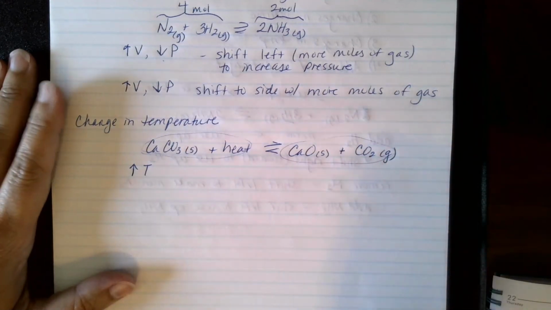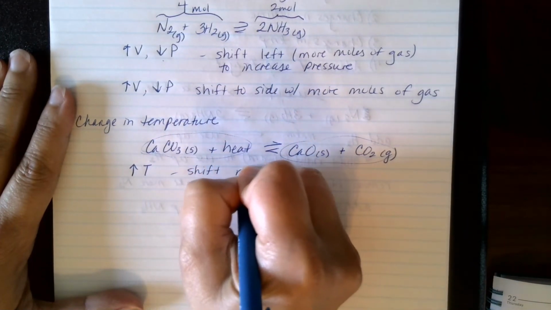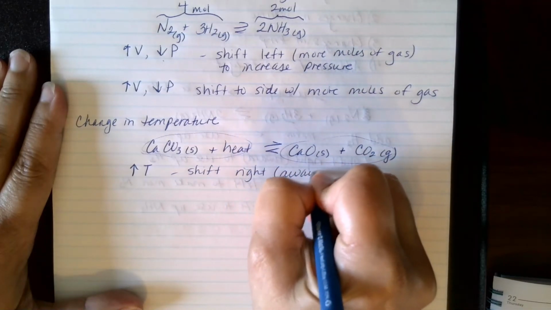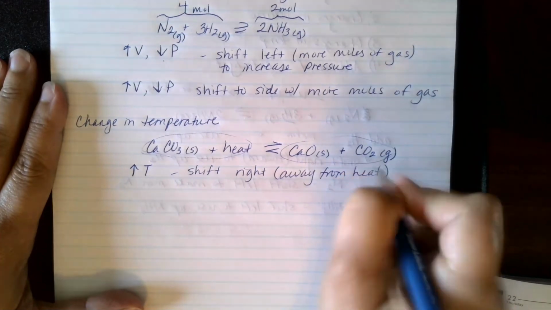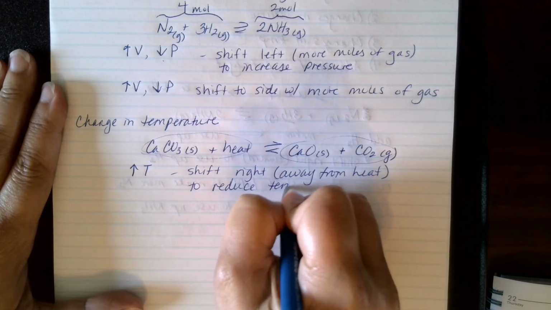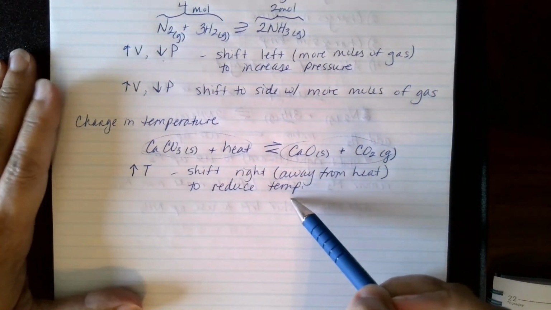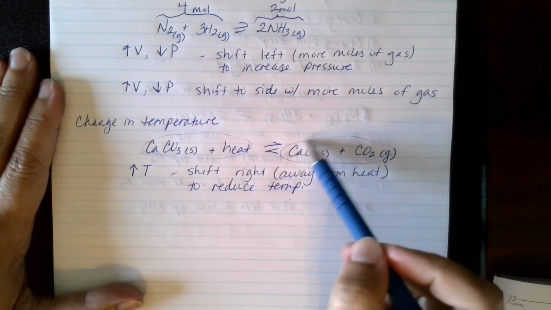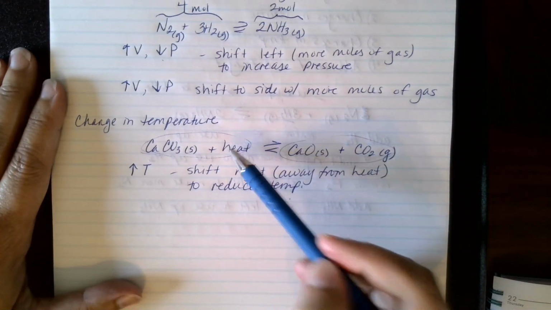So if I were going to increase the temperature, it would want to shift right, which is away from the heat, to reduce the temperature. Okay, I increased it, it wants to decrease it. And in order to do that, it has to shift to the side that doesn't have the heat. If it were to go this way, that would just make more heat.